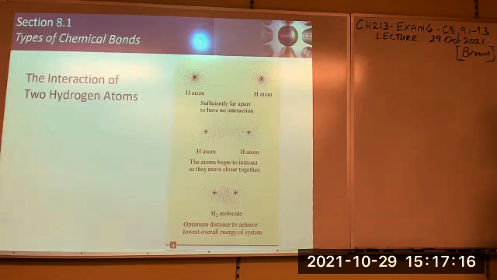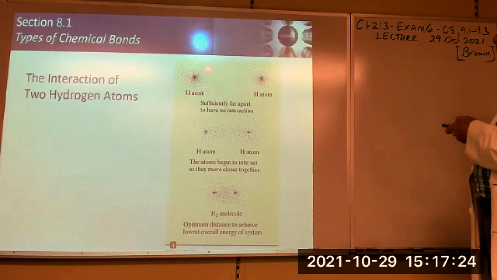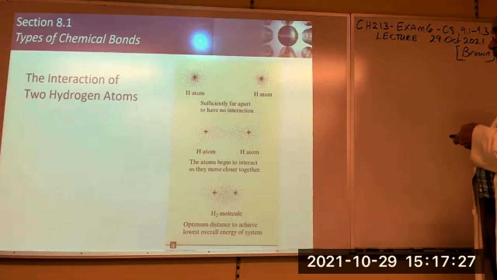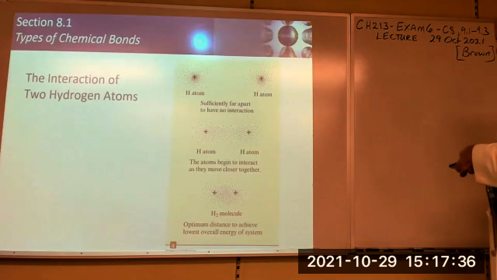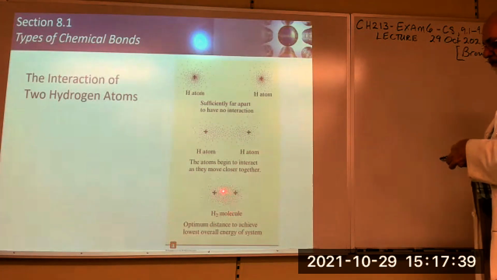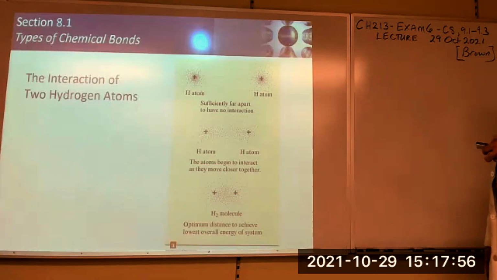So this is probably a computer model that shows 2 separate hydrogen atoms, and they're sufficiently far apart that they don't interact. But when they come close together, the outer shells, where the electrons reside, interact. And then they form a bond, but the nuclei don't come right up next to each other. They sort of stand off. And that makes sense because their nuclei are positive. But they attain an optimum distance where the energy is the lowest possible for that arrangement of atoms.